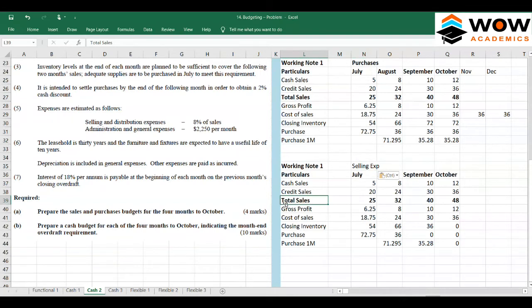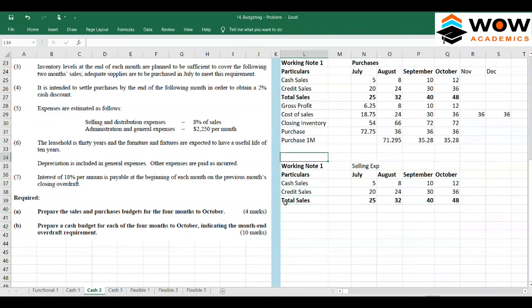See, we need the total sales. Without that, we can't work it out. So we have got the selling expense. Selling expenses are 8% of sale. So we can work out like that for all the months. So done. Now we can copy this.